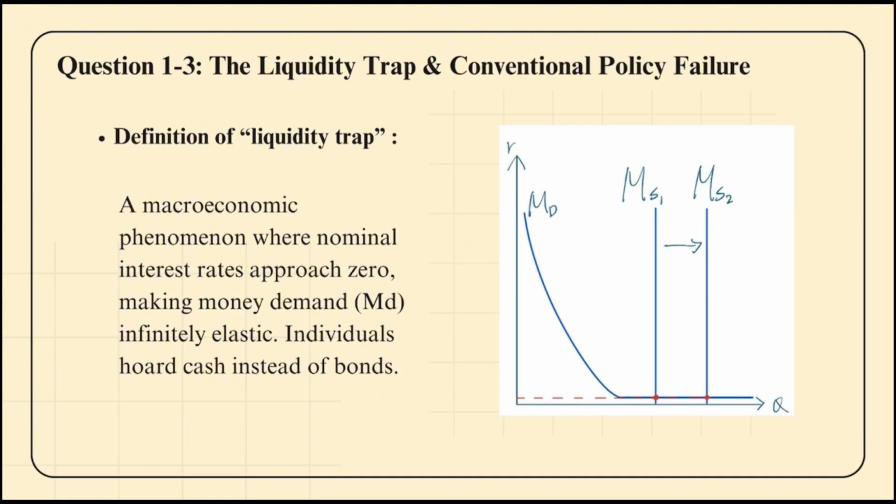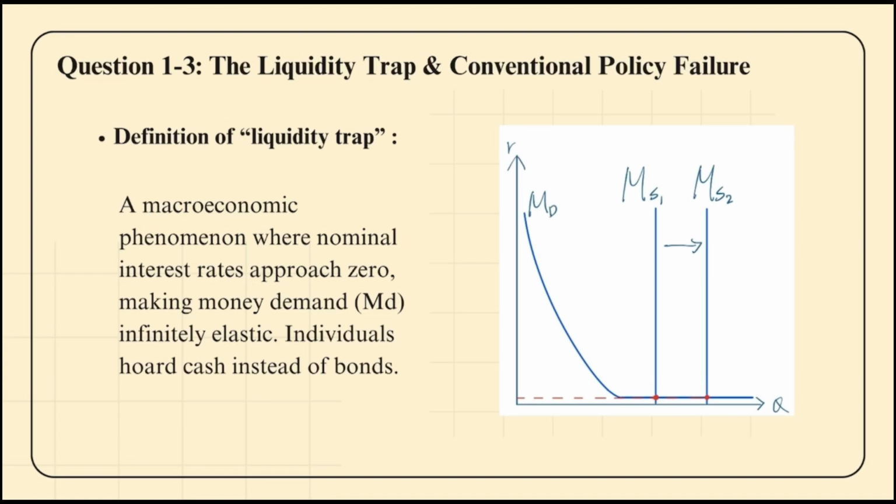And question 3 introduces the concept of liquidity trap, and this occurs when the nominal interest rate drops so low that the opportunity cost of holding cash becomes virtually zero, and people expect the interest rate to only rise in the future, which means the bond price will fall. So therefore, the public holds cash, and the money demand curve becomes perfectly horizontal, as illustrated in this market diagram.